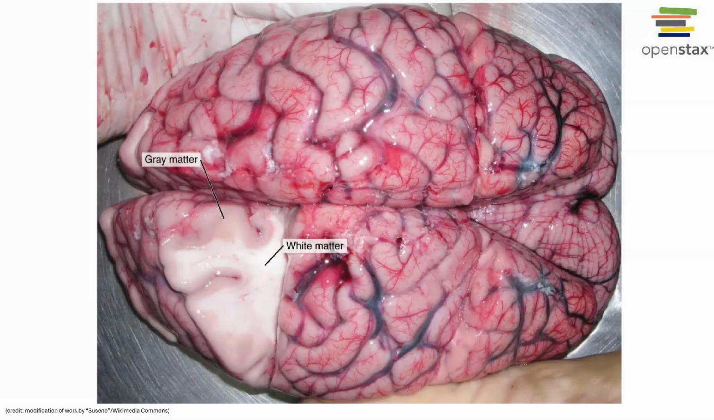In summary, the brain is a complex network of specialized regions that work together to control everything from thought and emotion to movement and sensation. Understanding the structure and function of each part gives us insight into how the brain produces the full range of human experience.